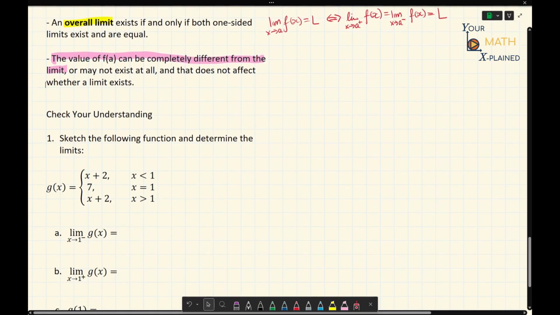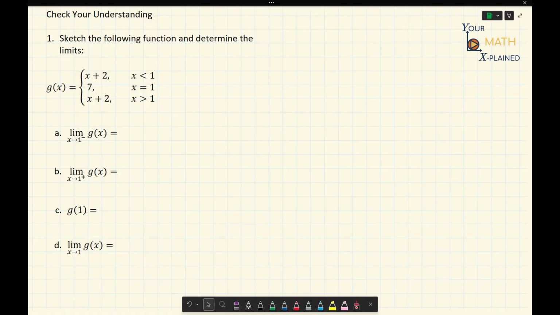And now, it is your turn to give this a try. Sketch this piecewise function and determine the following limits.